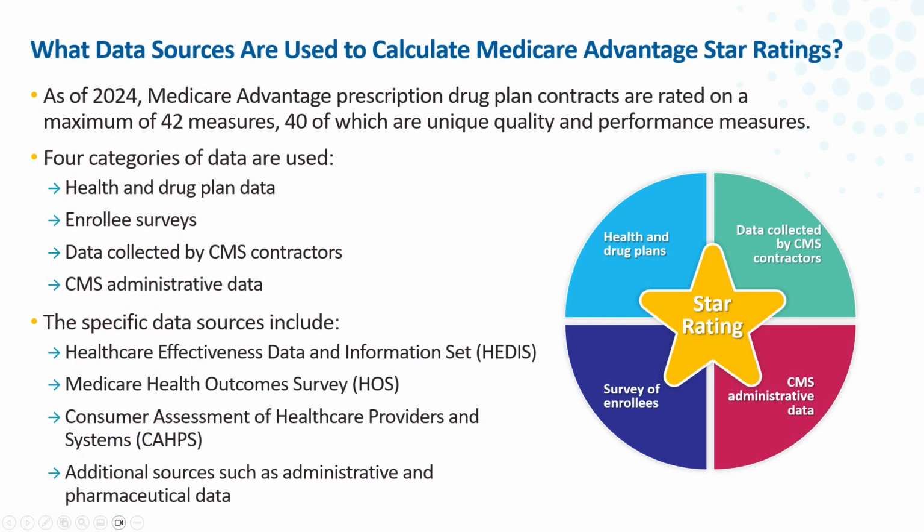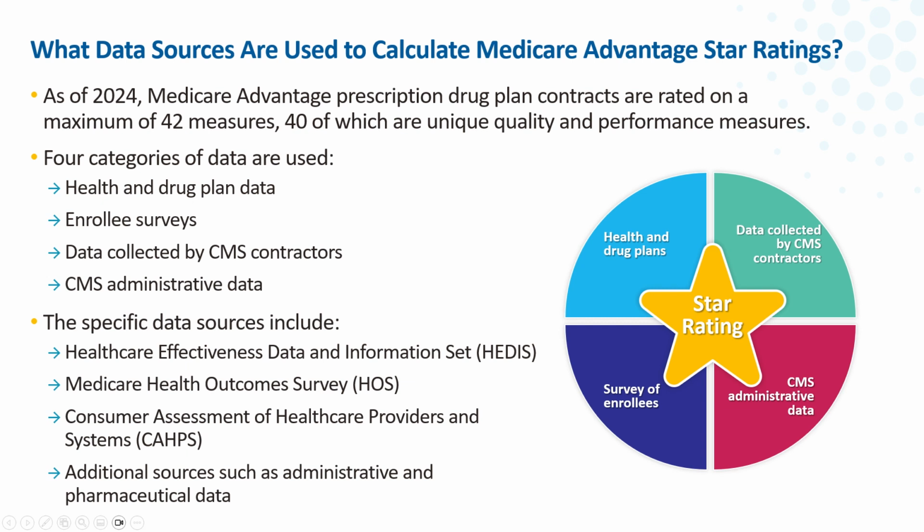So what data sources are used to calculate star ratings? As of 2024, star ratings derive from a maximum of 42 measures, 40 of which are unique quality and performance measures. Because 2 of the 42 measures share the same data source for both Part C and Part D plans, CMS includes only one instance of each of these measures in the calculation of the overall star rating for Medicare Advantage prescription drug plans, including DSNPs.